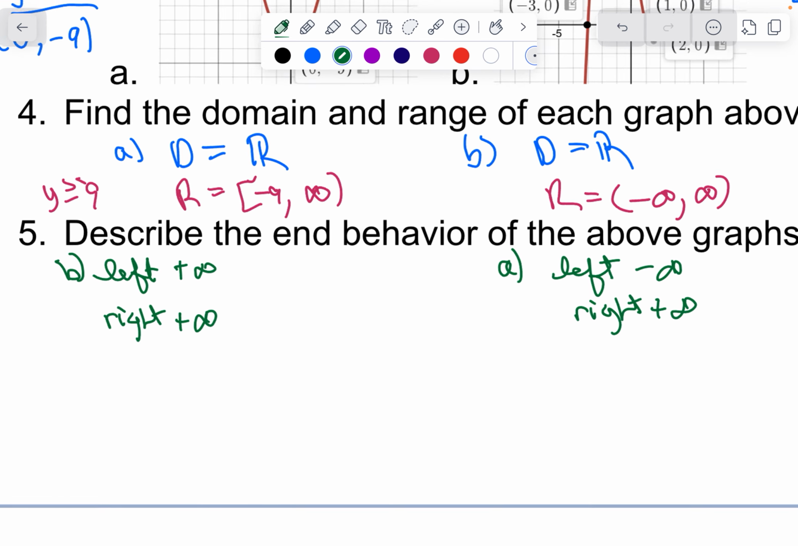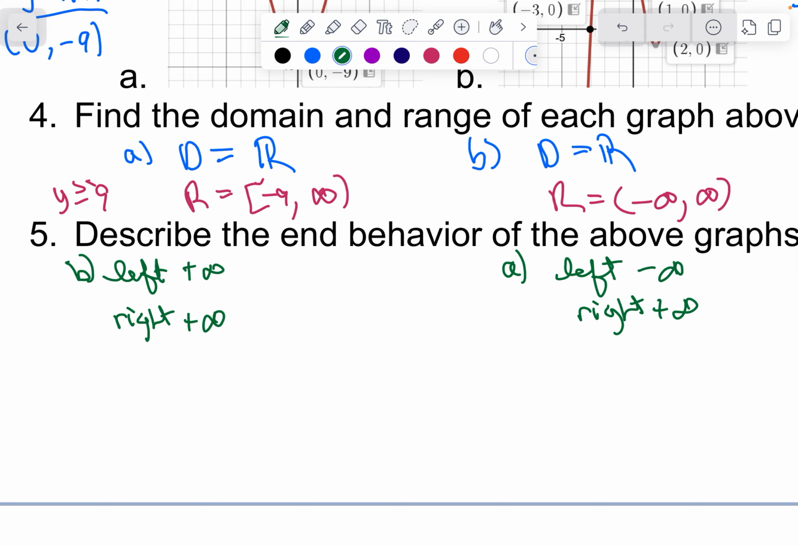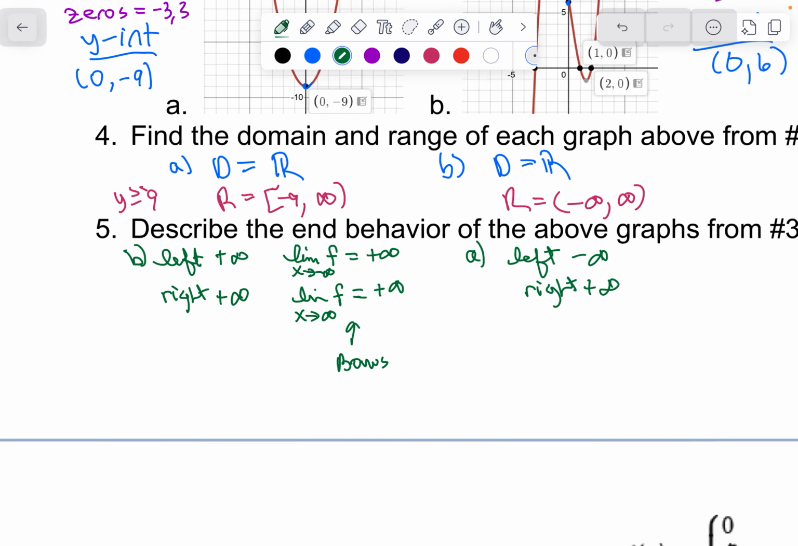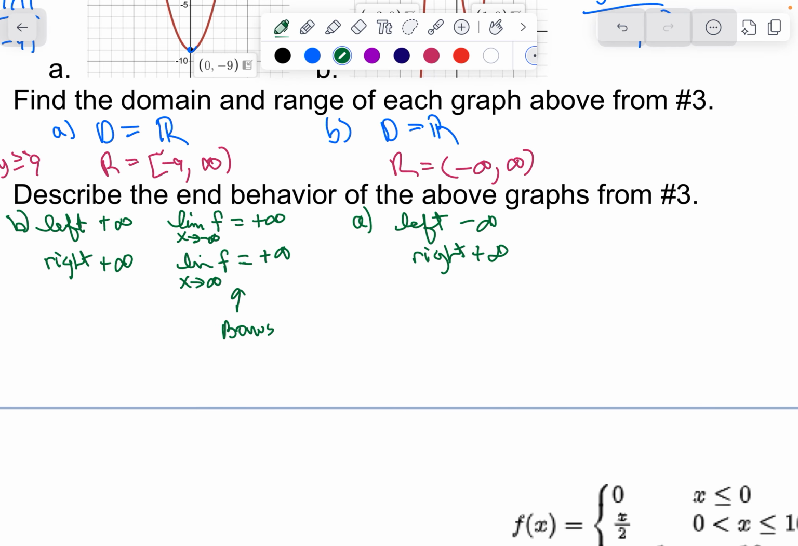Now, what do I want? You would say here, and we're just going to call these f. You can call them f, g, h. Those are common for functions. The limit as x goes to negative infinity of my function is positive infinity, and the limit as x goes to positive infinity of my function is also positive infinity. That's going to be bonus. So if you use the correct notation, I'm giving it to you. Same thing here. Limit as x goes to negative infinity is negative infinity, down. Limit as x goes to positive infinity, the function is going up, positive infinity.